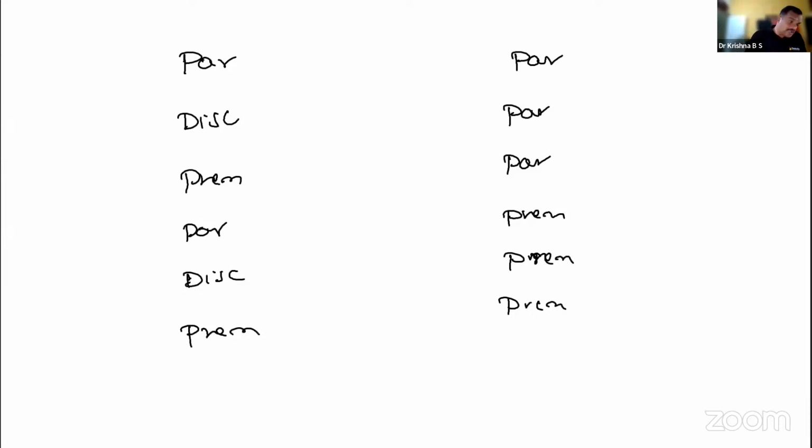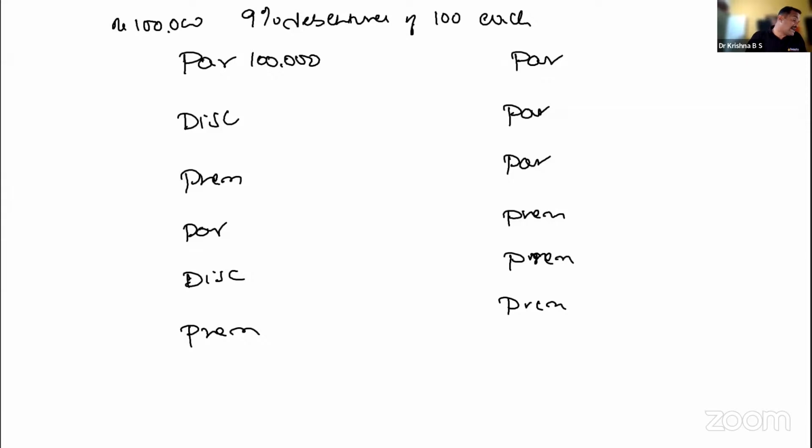Okay, I'll take an example. Issue of rupees 1 lakh 9% debentures of 100 each at par, redeemable at par. So we have issued 9% debentures of rupees 1 lakh, of 100 each, issued at par, and redemption also at par. We have issued 9% debentures at a discount of 5% and redemption at par. Here, issued at a premium of 5%, redemption at par.